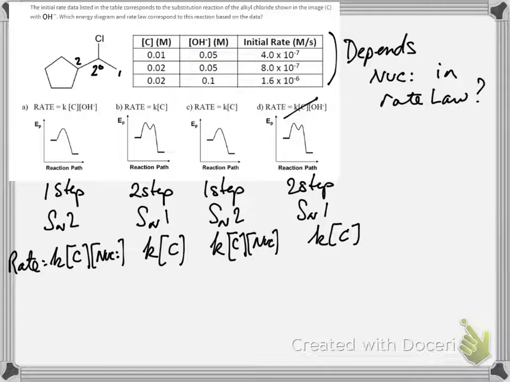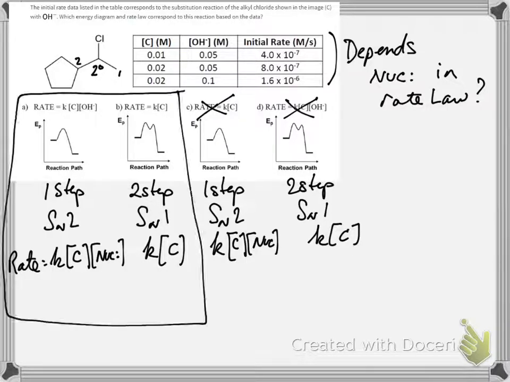So we can go up and take a look at the rate laws given. So D is wrong and C is wrong. Those do not match the energy diagrams given in terms of number of steps and rate laws. So we're left with these two, and now we need to analyze the data, right?